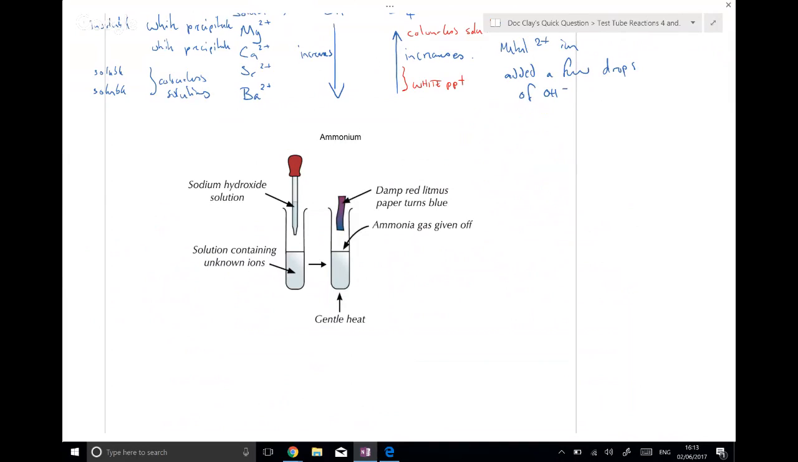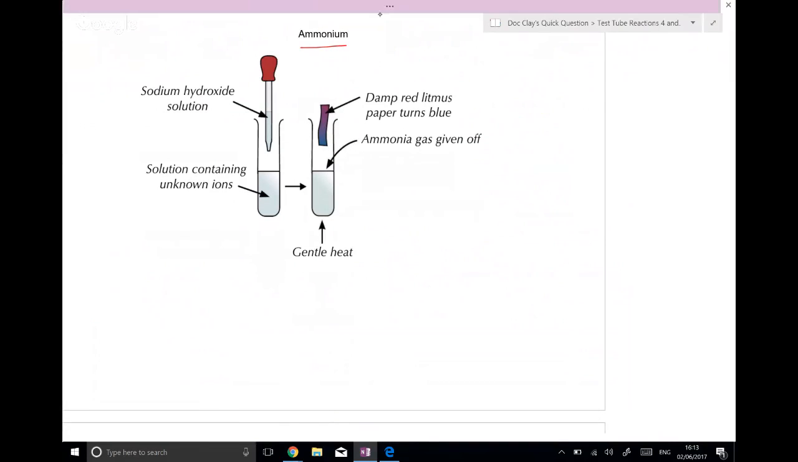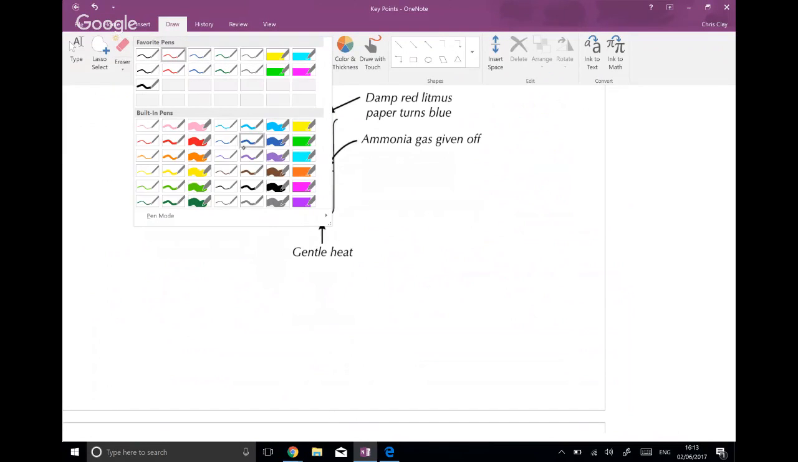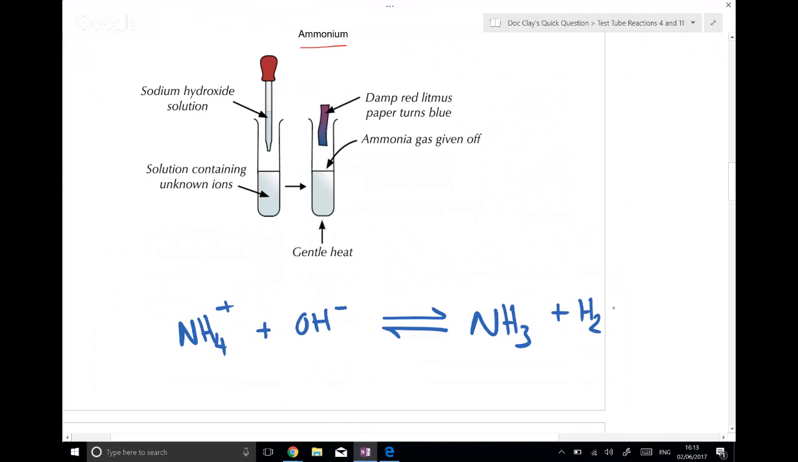Okay, so the test for ammonium ions is quite simple, and it's based on some of the chemistry of ammonia that hopefully you are aware of from your acid-base reactions. This is essentially the reverse of when ammonia, NH3, reacts with water, because ammonia is basic. It accepts a proton from the water and forms ammonium and hydroxide ions.